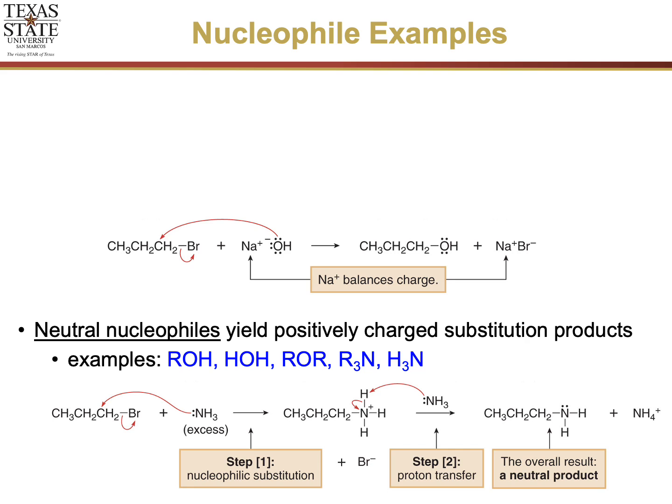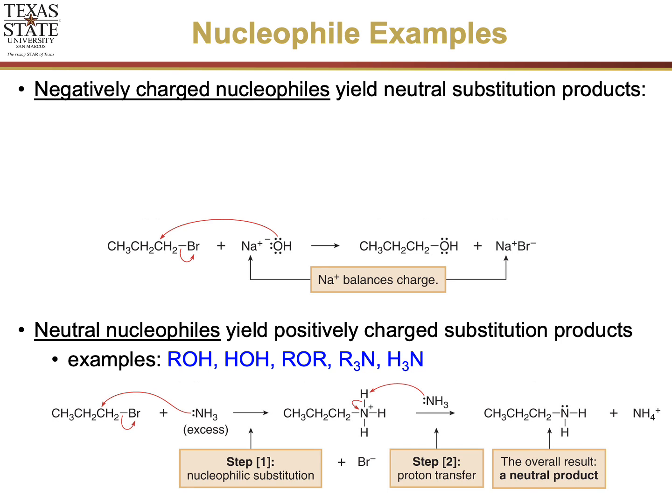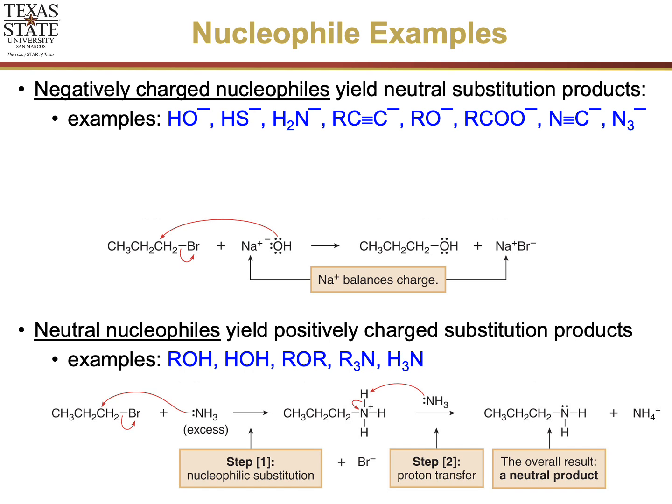Okay, so let's do some examples of nucleophiles here. The most typical one we're going to see is negatively charged nucleophiles, and they yield neutral substitution products. The reason they do is that the electron pair forming the anion is the one that attacks and creates the new bond with carbon, leaving a neutral substrate, and the negative charge leaves with the leaving group. Good examples of this are hydroxide, thiolate, the amide ion, the acetylide ion when we deprotonate acetylene, alkoxides, which are alcohols that have had the hydrogen removed, the acetate group, and the cyanide group, or the nitrile group.